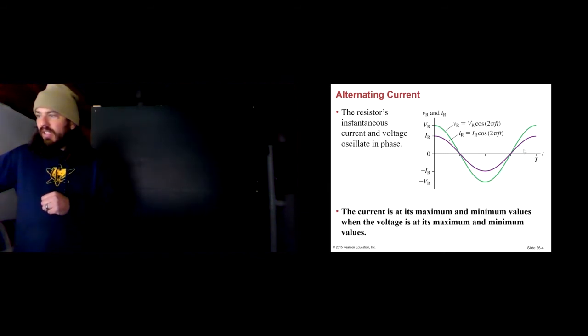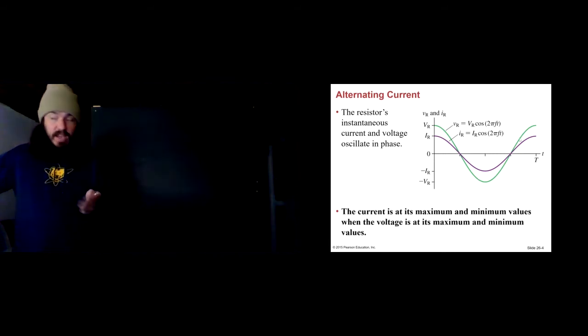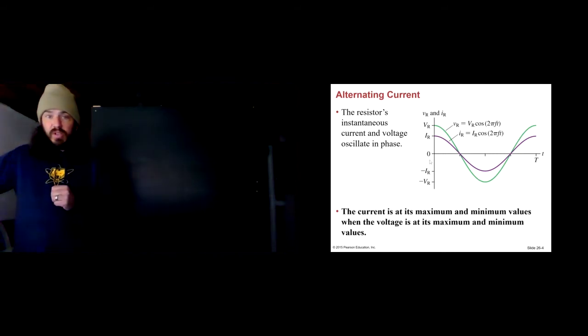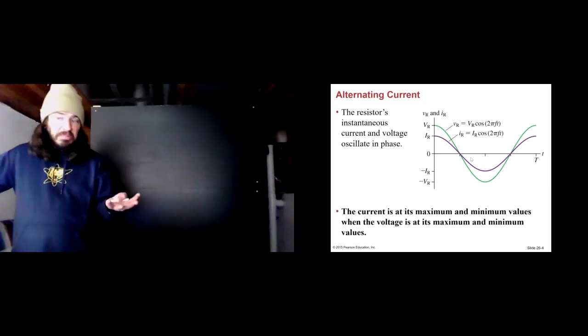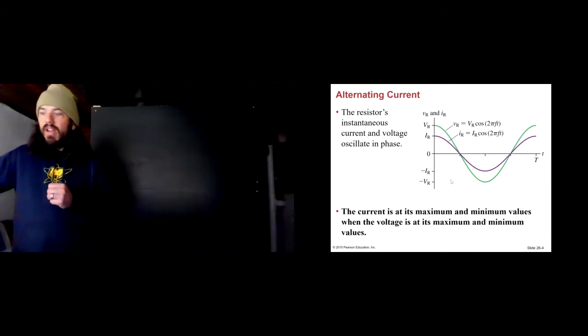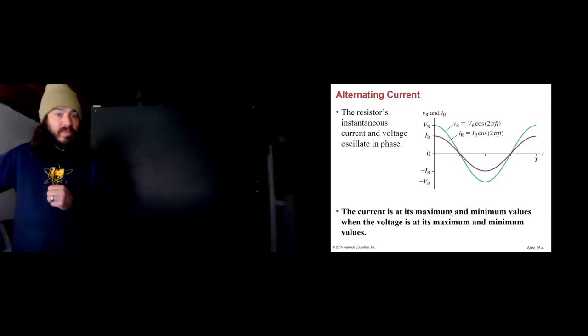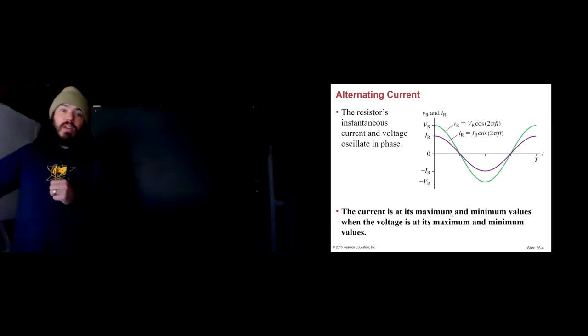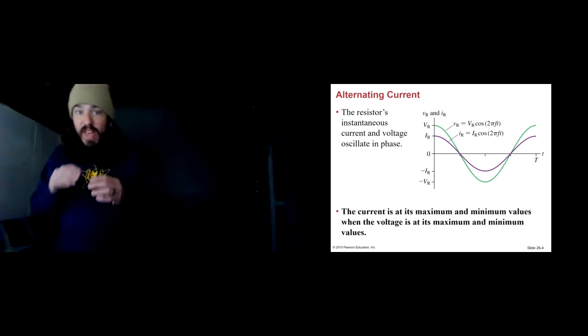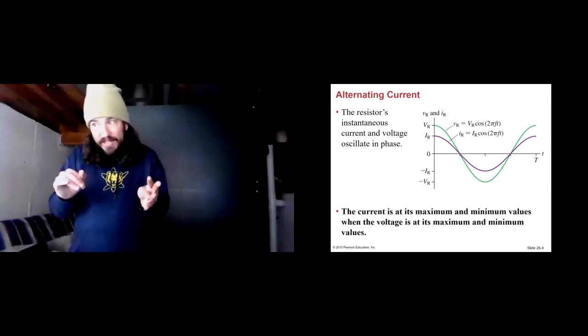The instantaneous current goes like this, and the voltage goes like this. Notice they are in phase, and this is across a resistor. So if we apply a voltage across a resistor, then we get a current. As the voltage varies, the current varies. That seems fairly easy to believe. The current is at its maximum and minimum when the voltage is at the maximum and minimum values also. That means, to use some language from earlier in the semester, that they are in phase.